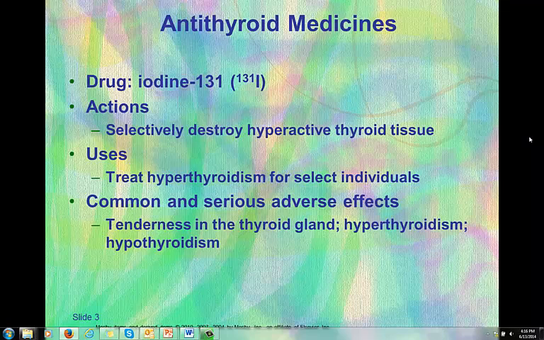It's not used for everyone with hyperthyroidism. It's typically used prior to surgery to shrink the enlarged thyroid, or for patients who, for whatever reason, might be unable to undergo thyroid surgery. It may take the patient 3 to 6 months to see a full benefit.